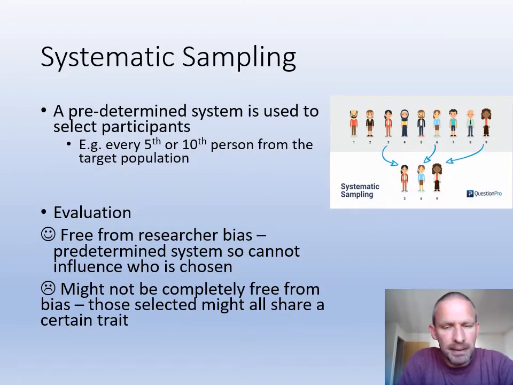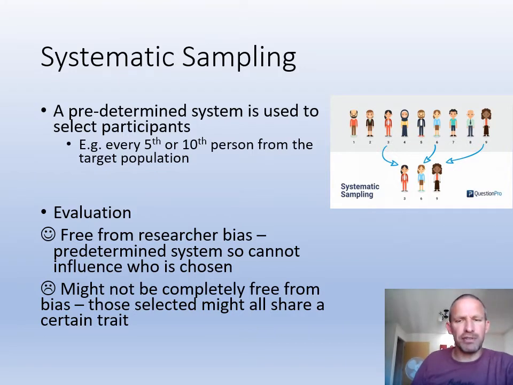Systematic sampling. I think some of these crop up in sociology as well. This is where you have a predetermined system for selecting your participants. So say you get all the Year 12 psychology students in alphabetical order and say, yeah, we're going to use every 5th one. 5th, 10th, 15th, 20th, and so on. That's systematic sampling. There's not too much more to say about it.